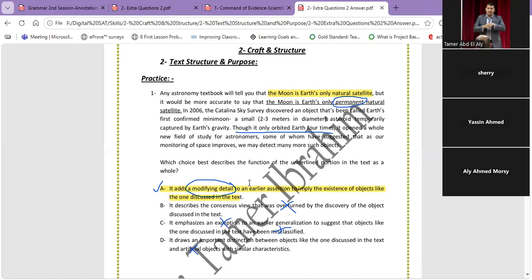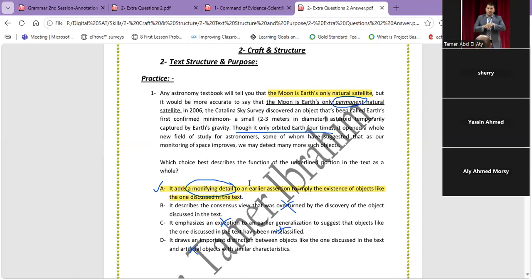Okay, thank you, Ahmed. Now we read a part before and the sentence after. May you tell me what you understand from what you read and what the function of the underlined part is, without looking at the choices? They said that they discovered another object.